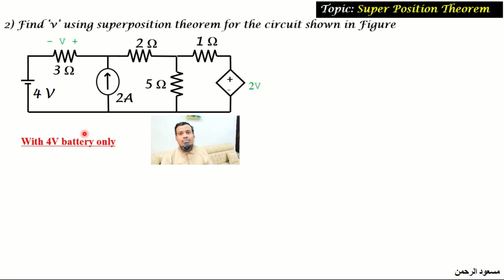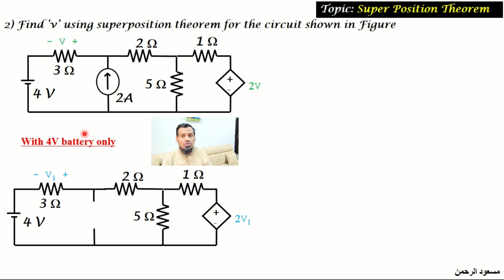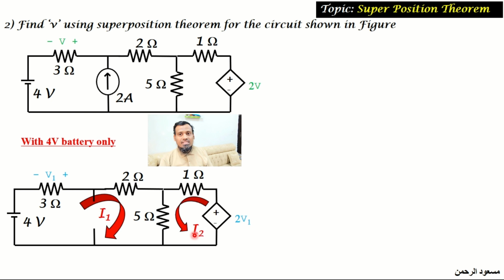Let us consider the network with the 4 volt battery alone. By redrawing the circuit with only the 4 volt battery, the circuit will be as shown here. We have open circuited the 2 amp current source, and in this we have two meshes. So we will have two mesh currents, I1 and I2, in this way, and we have to find I1 and I2.